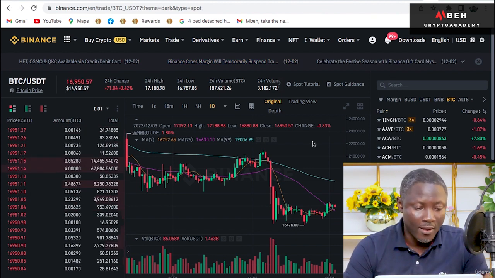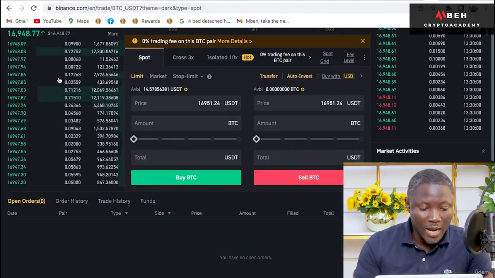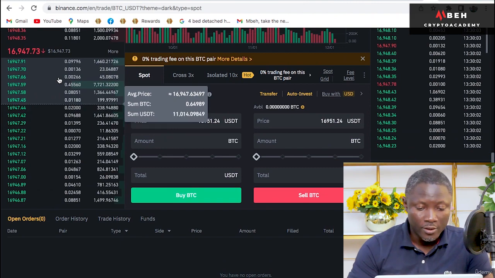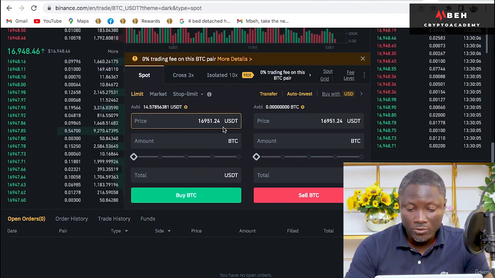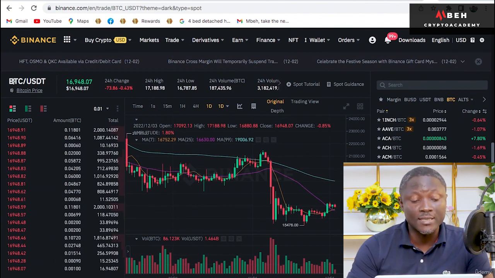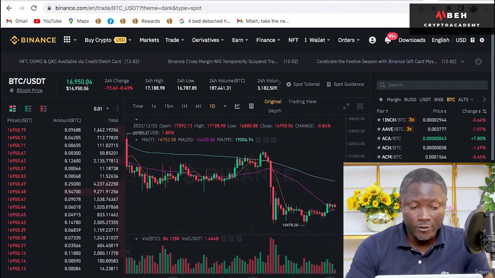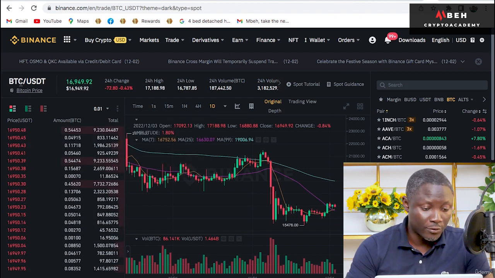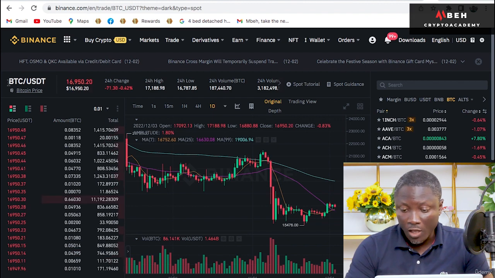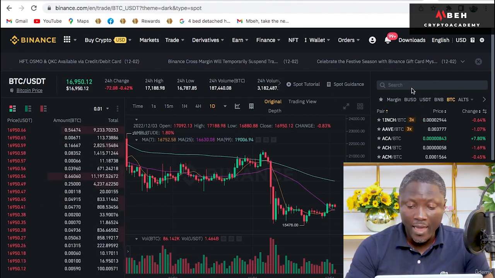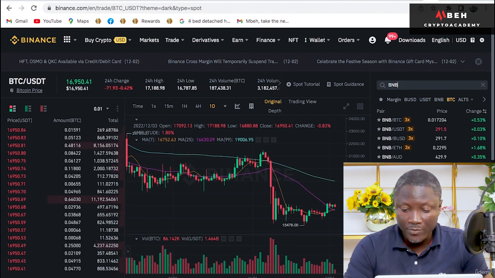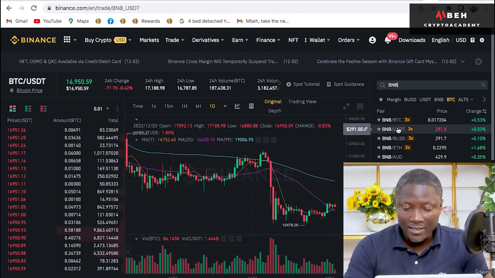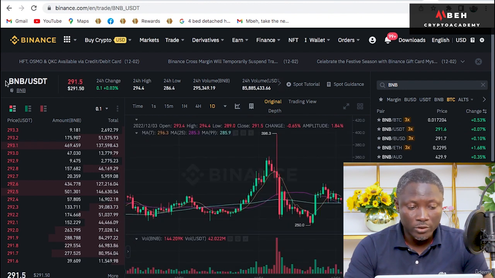You might want to find a pair, any pair that you think you want to buy or sell, because right below here you see buy. Buy USDT, because the pair here is BTC USDT. The value for BTC now is 16,000 point something. You see people buying and others selling. If you are looking for a particular pair, for example BNB USDT, you can just select a pair like that and it automatically changes here. You see the value for one BNB here.